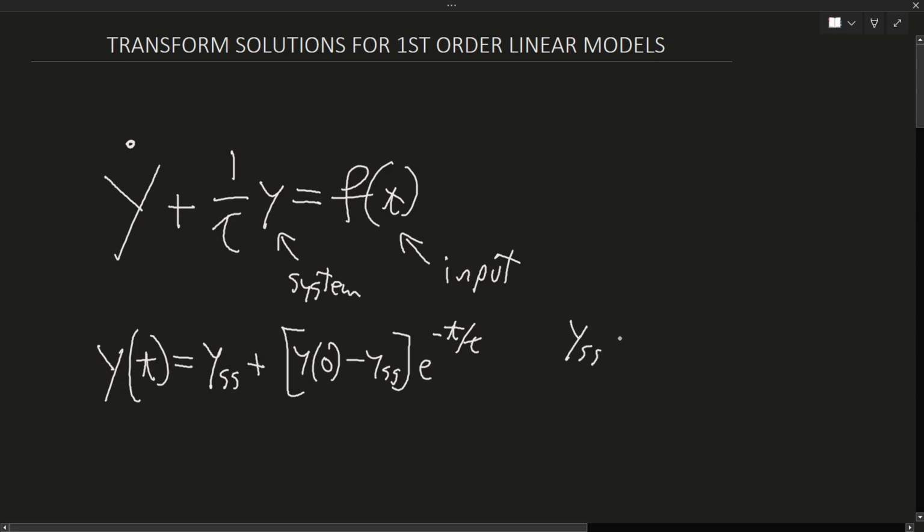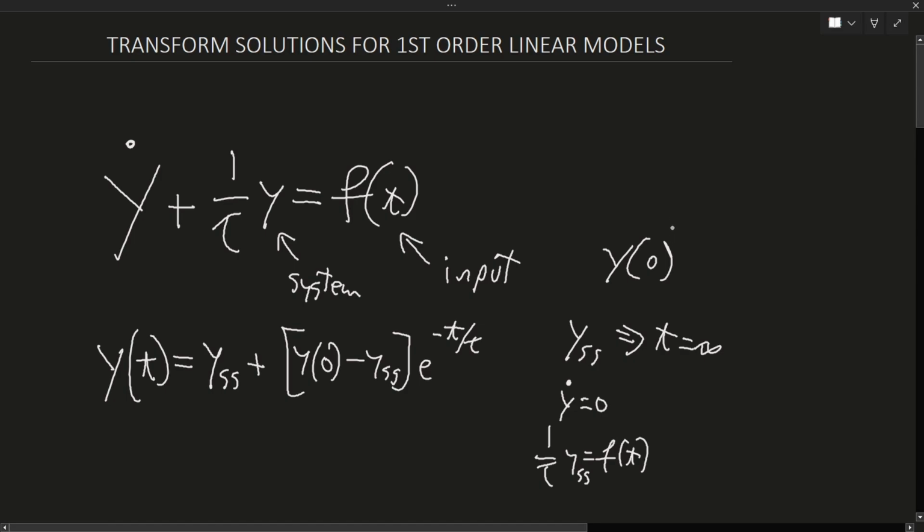YSS, the steady state, is basically the system's response at infinite time. Usually when you try to find YSS, you just set y dot equals 0 and solve this f of t. This would be YSS, and that's pretty much how you find it. The initial value should usually be given in your questions or exam. That's all you have to know.